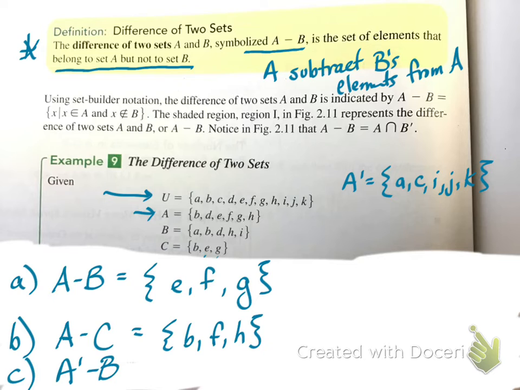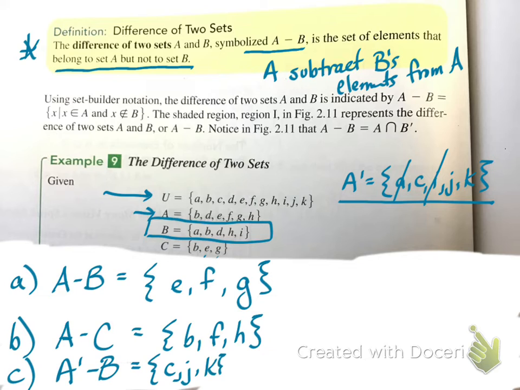And then now we can look at A prime and we can take off the elements that are in B. So we have to take A away, H, I. Those are the only two that I had to subtract off. So what's left in A complement is C, J, and K. Last one. Actually, I think we will skip that.